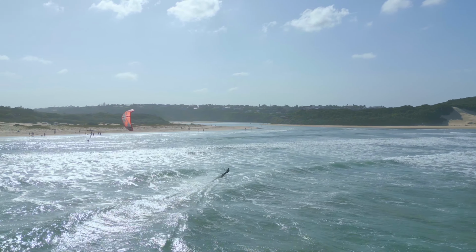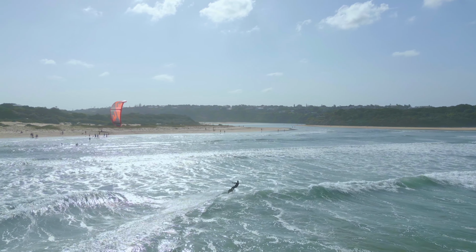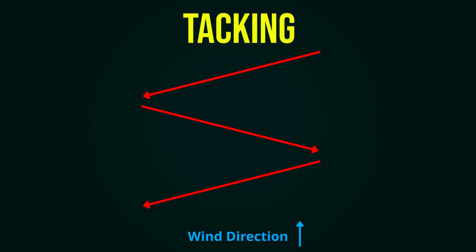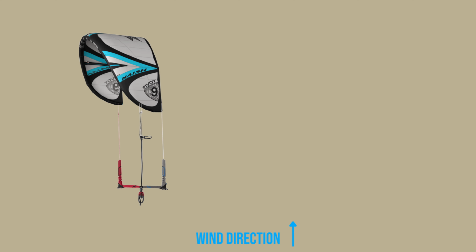So riding into the wind, or more correctly riding upwind, is done through a process called tacking, and this is a zigzag movement going into the wind. There are three main components in this process. The first is the wind direction, the second is the kite, and the third is the board.